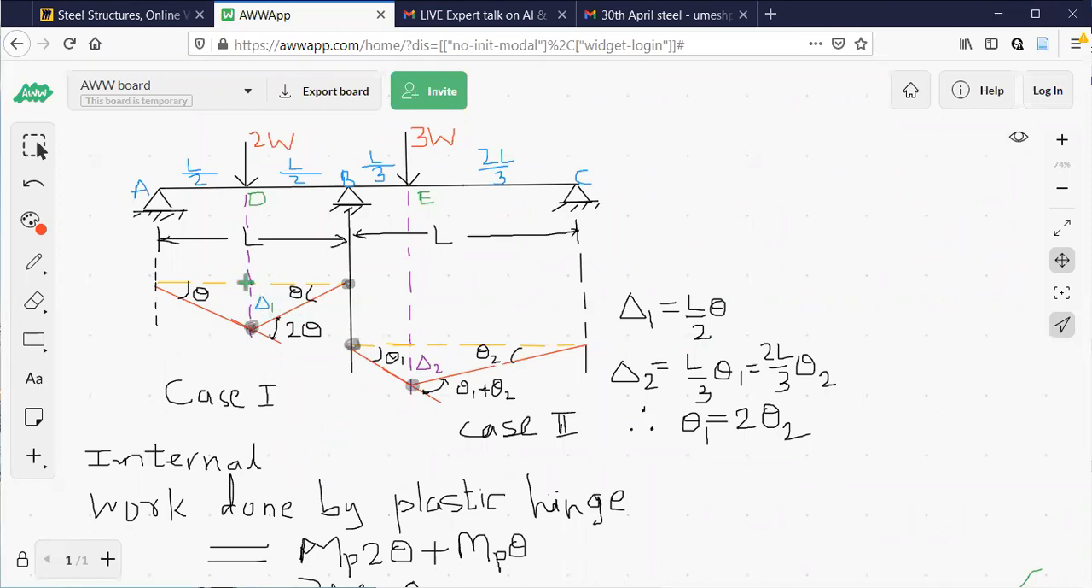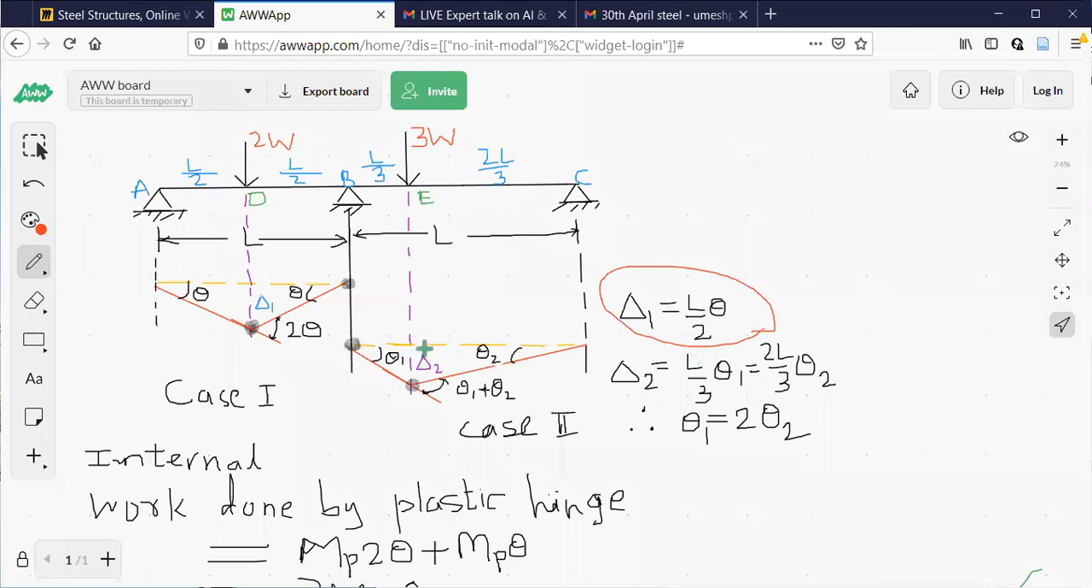This delta 1, this vertical displacement, is this into this. Don't worry about tan and all. How to understand delta 1 here? Multiply this distance, L by 2, with the angle theta, and you will get delta 1, which is done here. See this, this is what is done here. Delta 1 is L by 2 times theta.